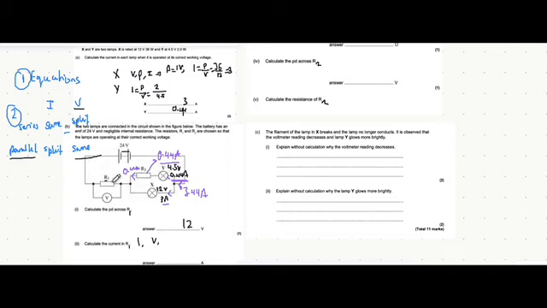Because, like I mentioned, R1 is in series with this whole junction. In series, the current will be the same, so this will also have 3.44 amps. That was the most difficult part of this question. You have to really be careful about dealing with current and voltage in series and parallel.